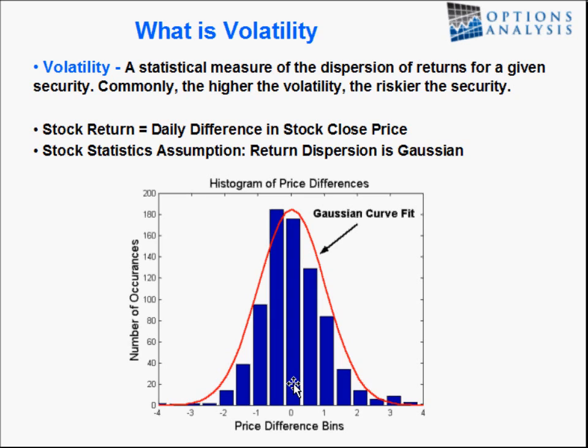Gaussian means that there's a high probability that the price difference will be somewhere in the center, and a much lower probability that we will experience higher and higher price differences at other times, for the given statistical volatility number that we're using.